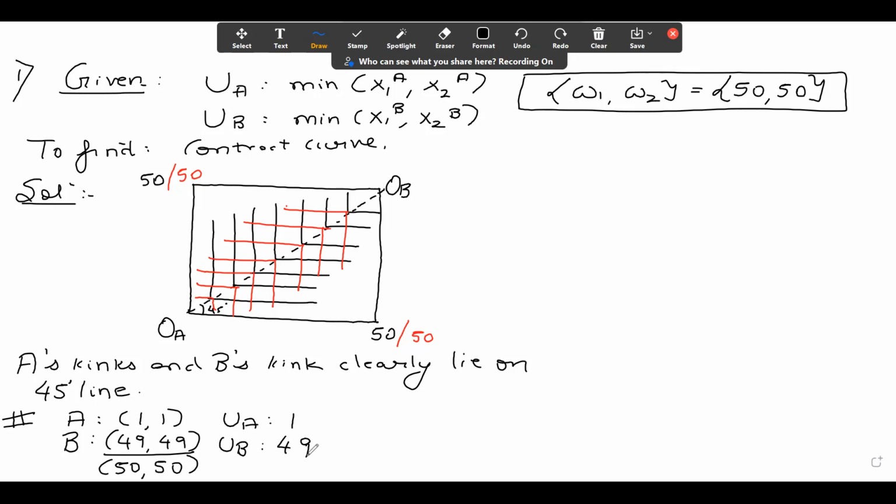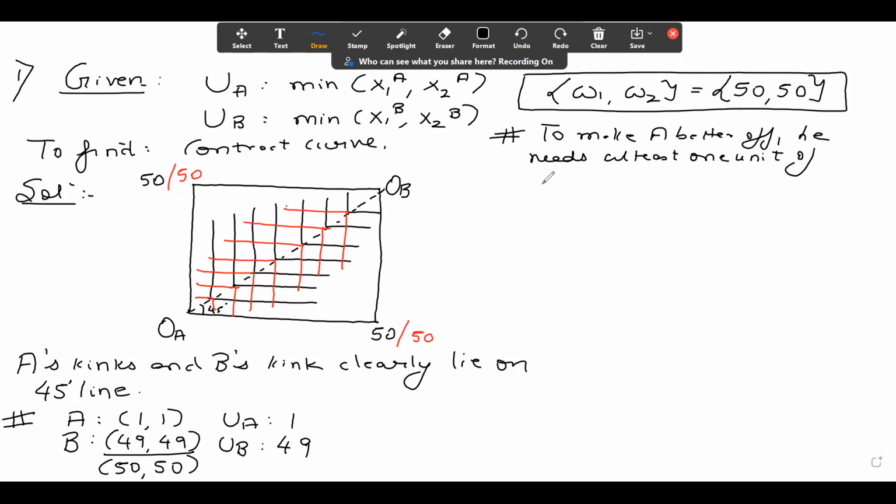Now let's try to make one of them better off. Now I can say, to make A better off, suppose I want to make A better off, he needs at least 1 unit. He needs at least 1 unit of both the goods from me.